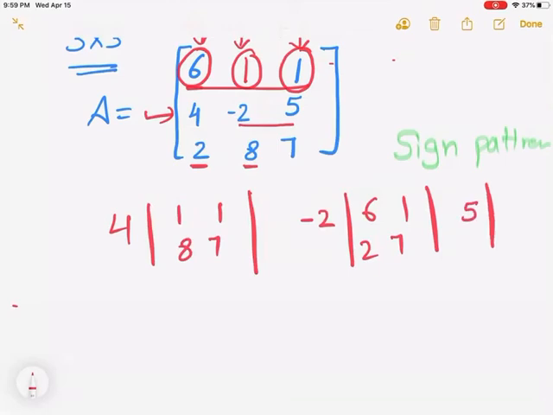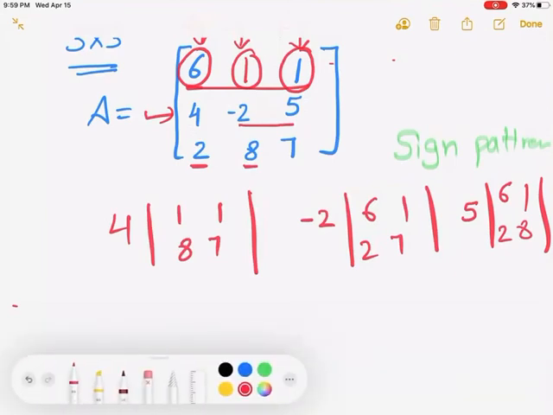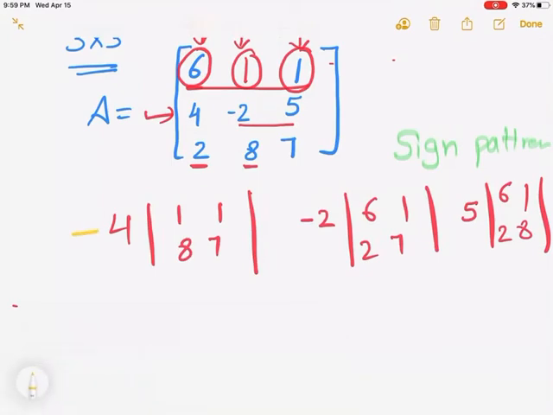This would have, wait a second, let me check if I did this part right. 2 and 7, yeah. So 5 would have 6, 1, 2, and 8. Okay, now we do the sign pattern, right? But this time it's slightly different. Normally we have plus, minus, and plus, but this one would be negative, plus, and minus.